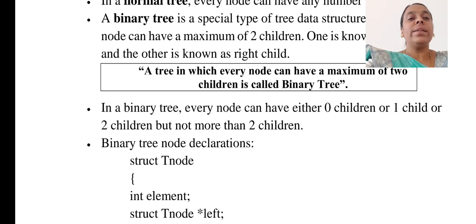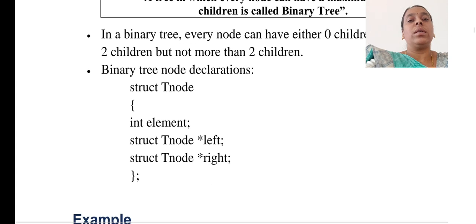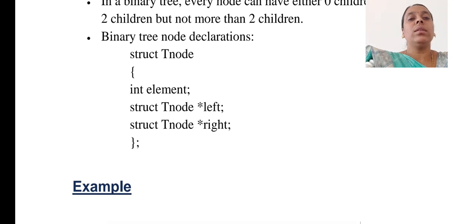In a binary tree, every node can have either 0, 1, or 2 children, but not more than 2 children. This is the declaration of a binary tree using a structure. That is struct, TNode is the structure name. Inside this structure, we declare three variables: the int element, left child and right child.